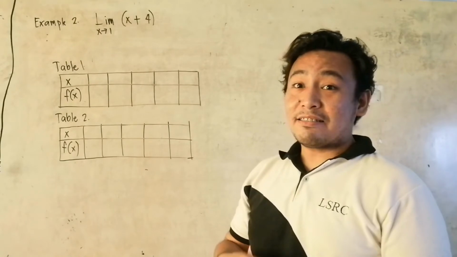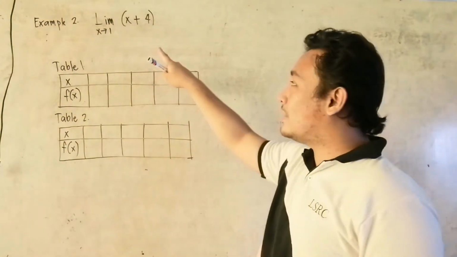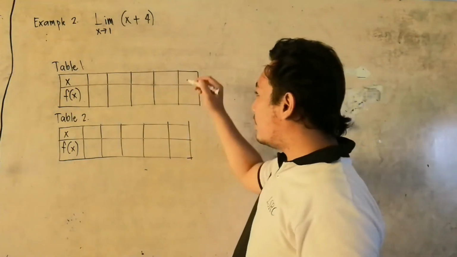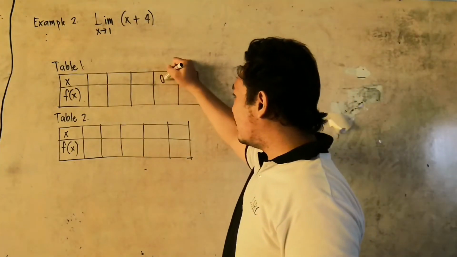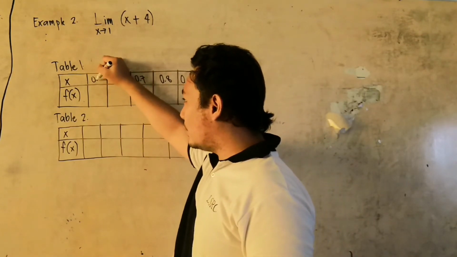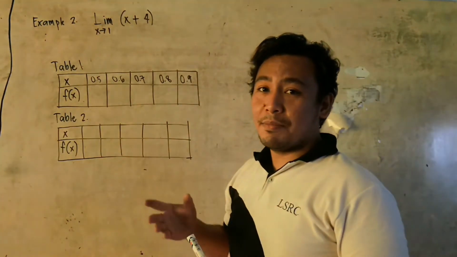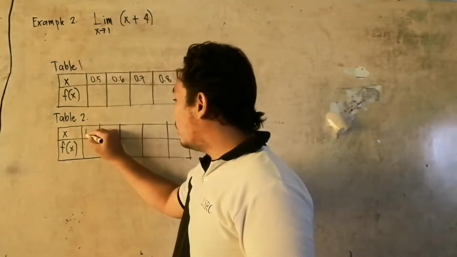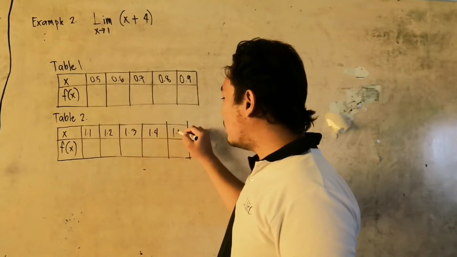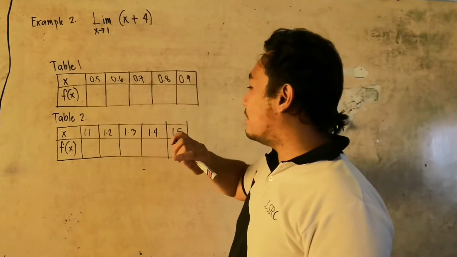So, para mas maintindihan natin, let's have another example. So, we have the limit of x plus 4 as x approaches 1. So, what are the numbers bago mag-1? So, we have 0.9, 0.8, 0.7, 0.6, and 0.5. And what are the numbers after naman ng 1, after mag-1? So we have 1.1, 1.2, 1.3, 1.4, and 1.5. So therefore, these are the values of x as x approaches 1.